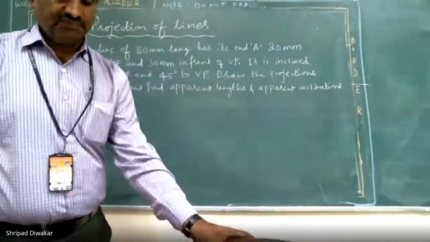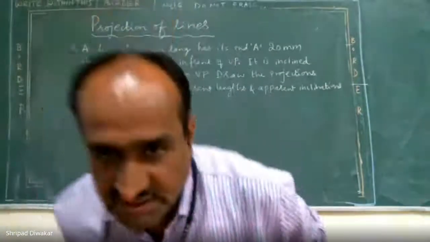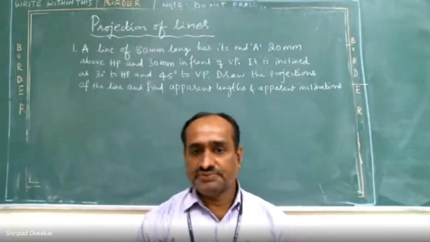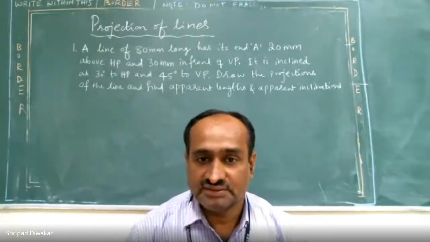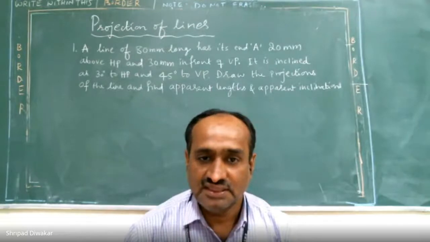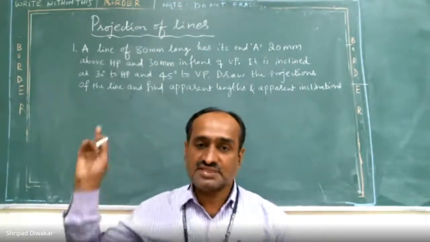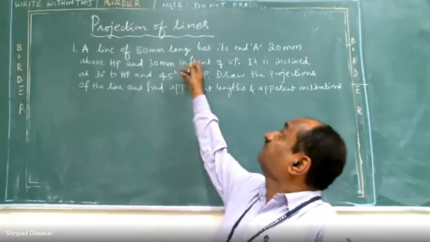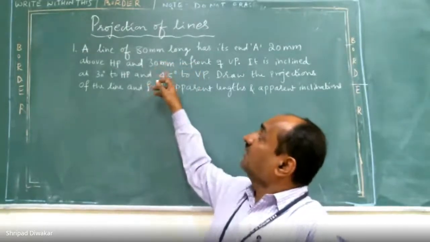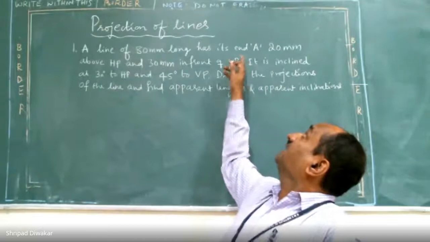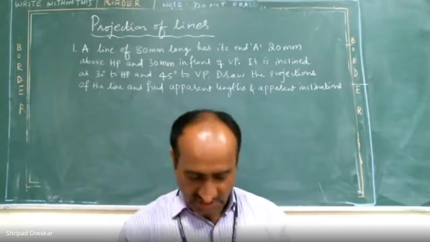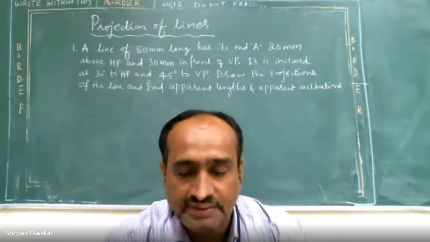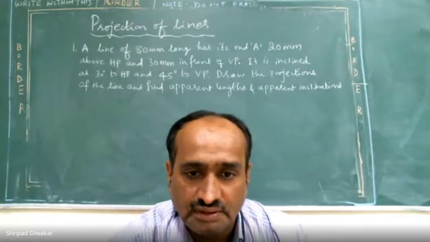Okay, so this is the problem statement. As I said, as you view a particular line, you'll get the apparent length. So apparent length is the graphical view, but true length is different. True length is your 80 mm length. And it lies with its end A 20 mm above HP and 30 mm in front of VP. So what is the quadrant here? Can you tell me? First quadrant. First quadrant. Okay.